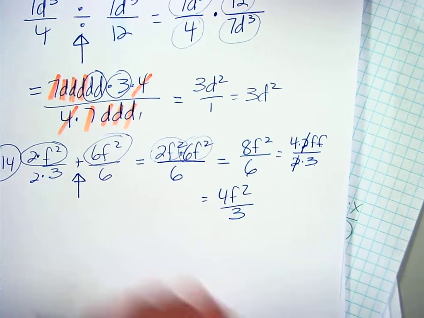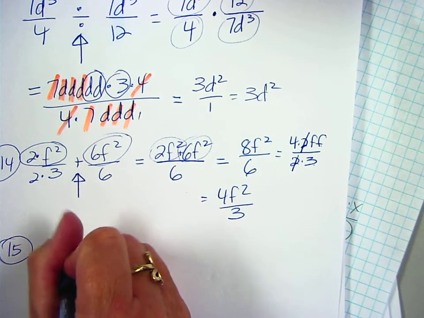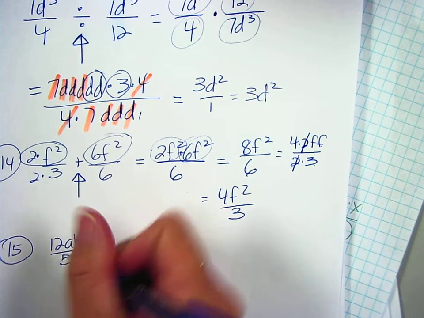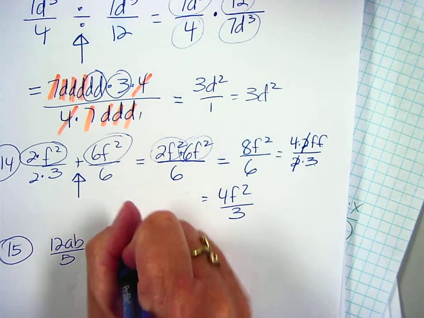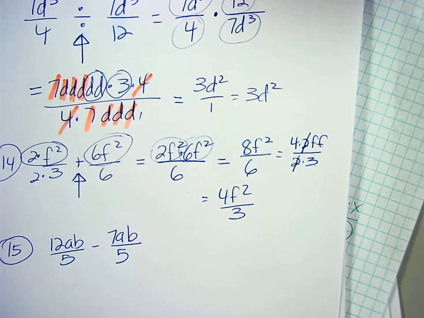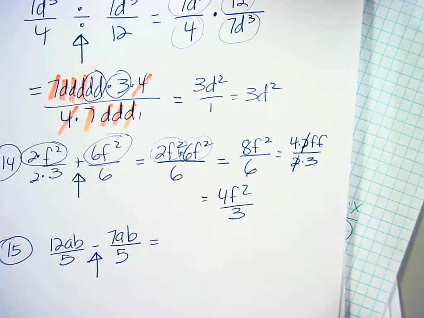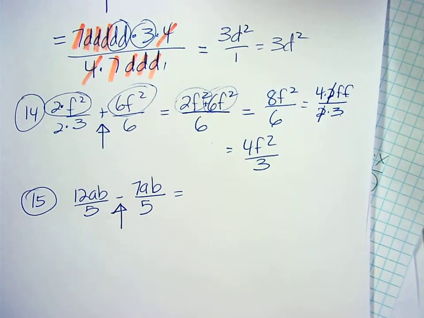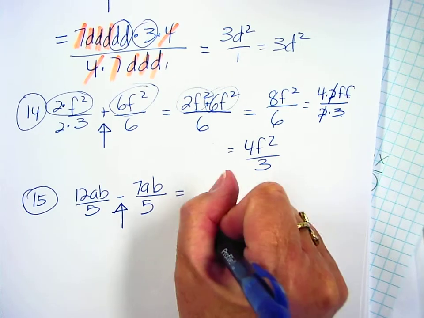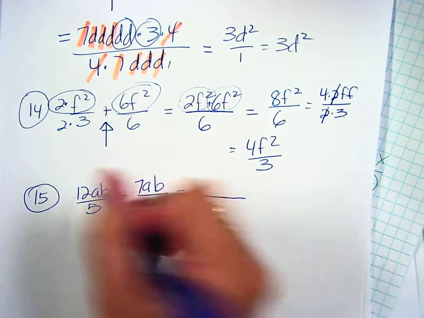Okay, number 15. 12ab over 5 minus 7ab over 5. Okay, what are we doing? We're subtracting. When I add and subtract, I need a common denominator. Do I have one? Yes, I do. It's 5. So now I'm just going to subtract my numerators.